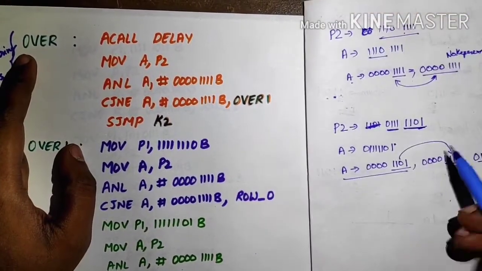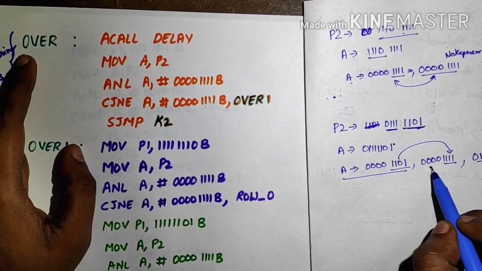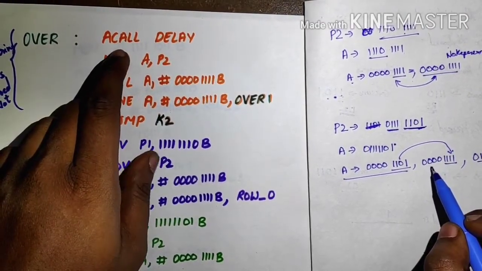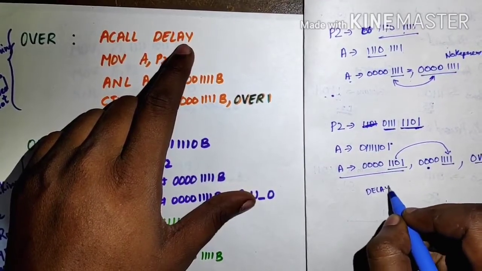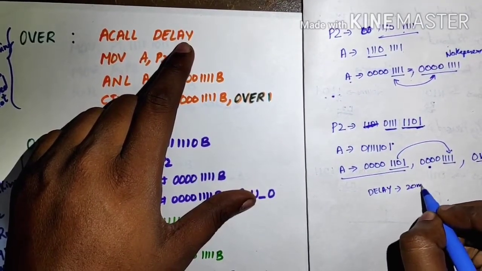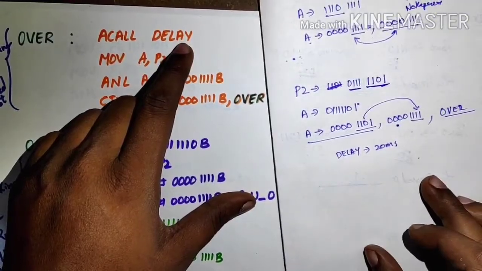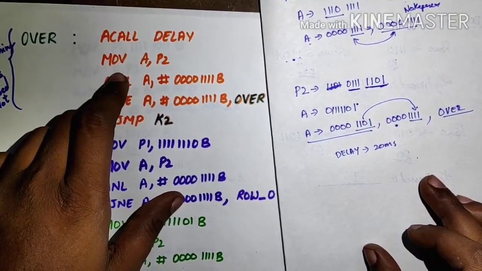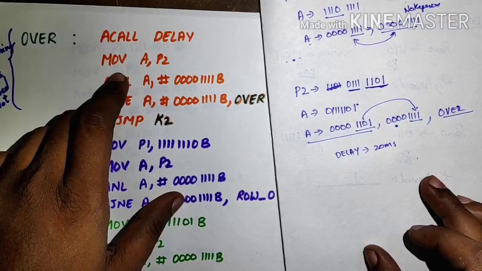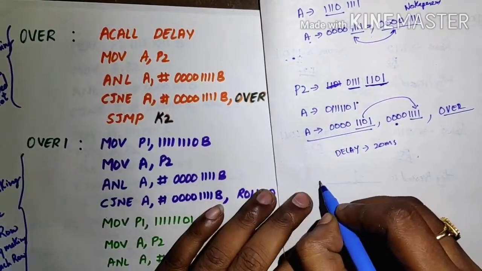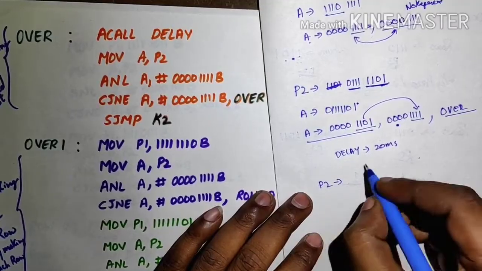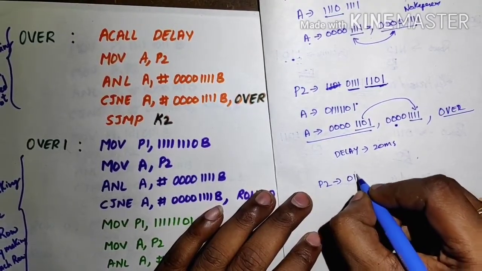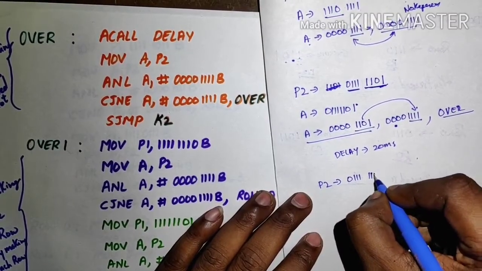Initially it waits for a particular delay time. Here the delay is 20 milliseconds. After waiting for 20 milliseconds, it will read the value of port 2 again. As we are confirming the key press, the port 2 value will be the same, 0111 1101.